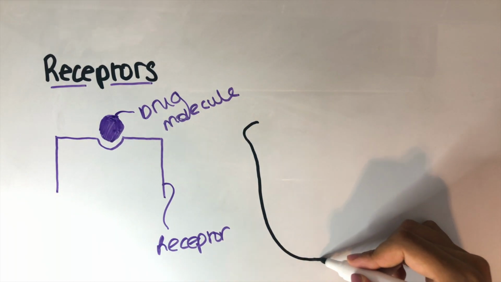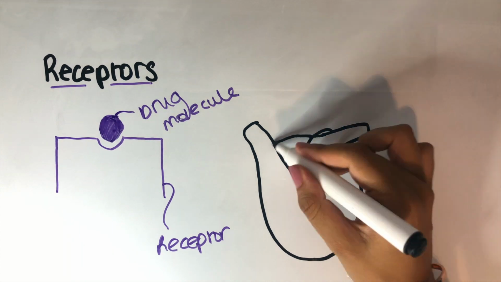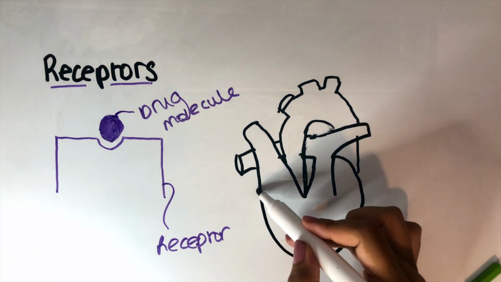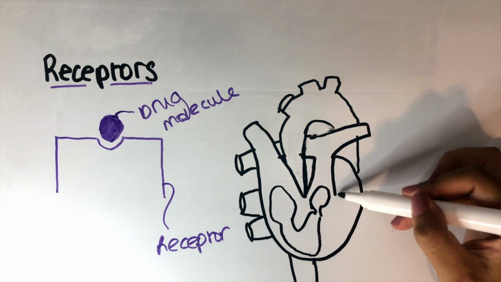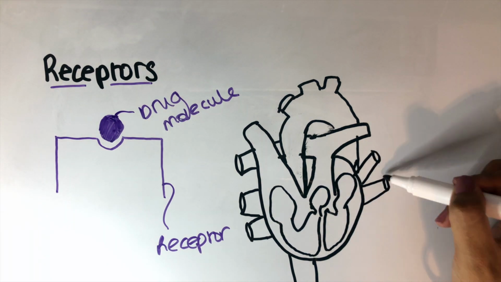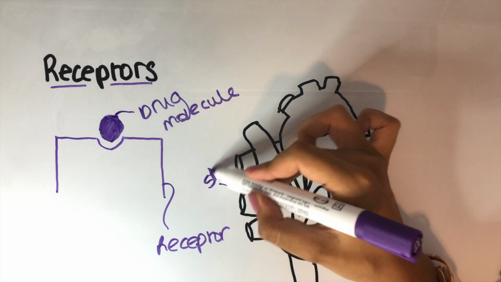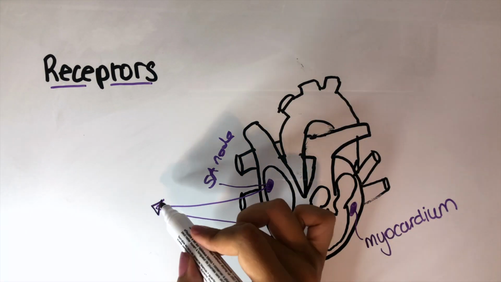I'm just going to give you an example, and the example that I'm going to give is the heart, of course. So enjoy me trying to draw the heart. Here are some fun facts. A human heart is roughly the size of a large fist. Pretty cool. And the heart beats around 100,000 times per day. But here's the SA node, the AV node, and your myocardium.